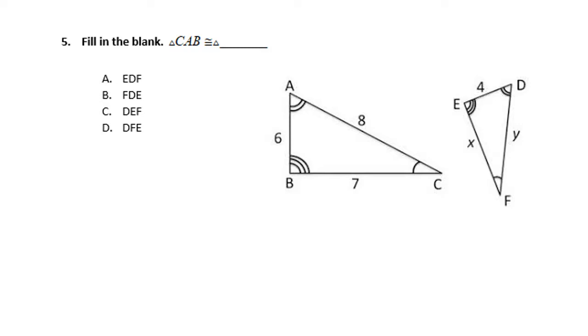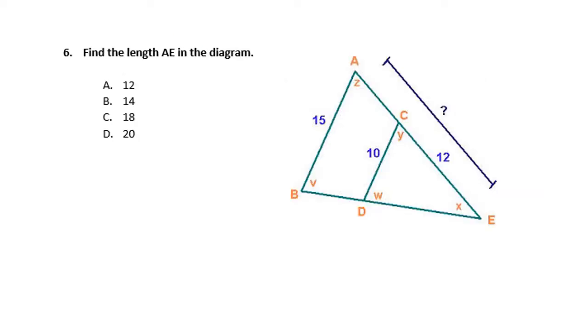Question 5. Fill in the blank. Triangle CAB is similar to triangle. Option A is EDF. Option B is FDE. Option C is DEF, and option D is DFE. Number 6. Find the length AE in the diagram. 12 is A, B is 14, C is 18, D is 20.